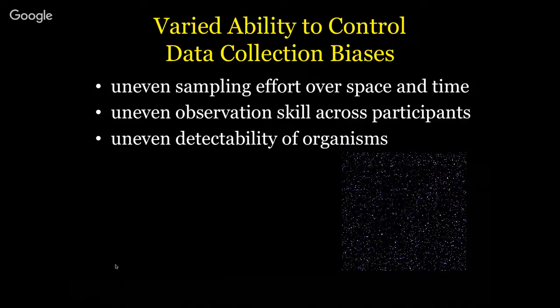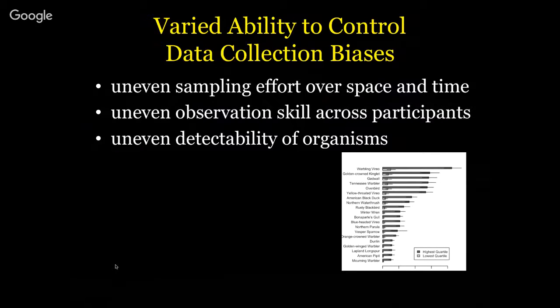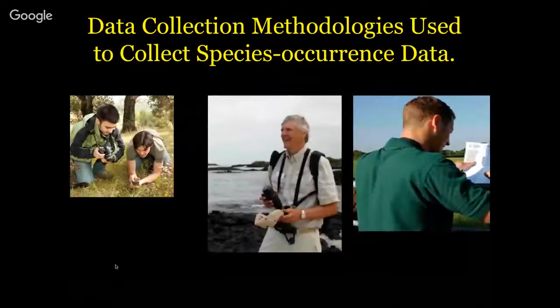And then the final is that there's uneven detectability of species. Birds sing in the spring and they're rather cryptic in the fall and winter. And this graph shows that for species that vocalize, they're often easier to detect if you know their vocalizations, where those that aren't are less so, or at different times of year are less so. So there are various data collection methodologies that vary from very unstructured and open data collection processes, which really don't try to control for any of these data collection biases, to highly structured protocols that do control for these biases.